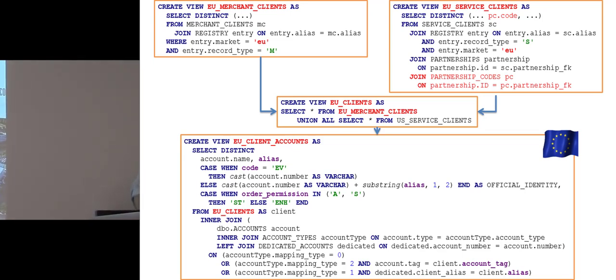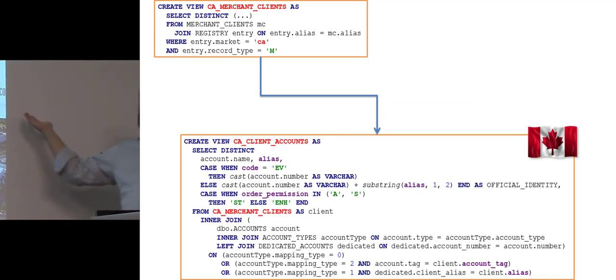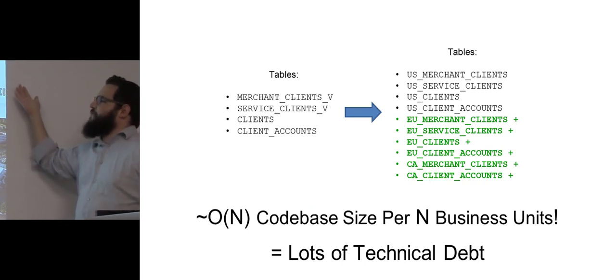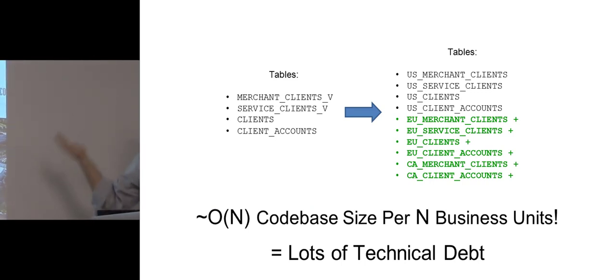And for the Canadian, we do a simplification. Essentially, we remove one of these. We don't need the union view anymore. And here's what has happened. This is what the code base used to be. This is what it has become. So essentially, our code base grows with literally the size of the variations that we have. So essentially, it means that we have O of N technical debt.